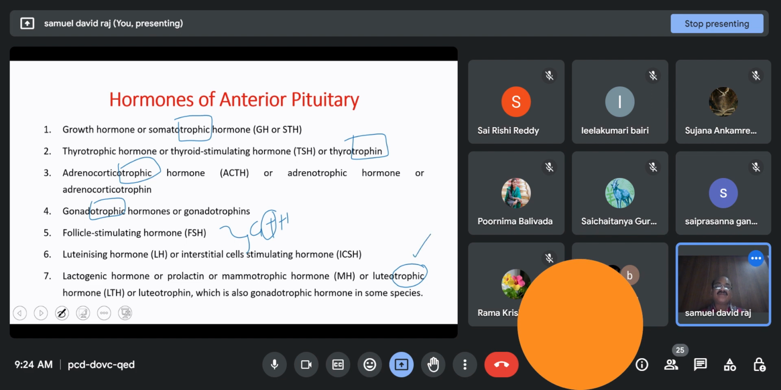This is also trophic. So when I was explaining the classification of hormones, I explained this particular hormone, trophic hormone. Can anybody remember what a trophic hormone is? What is a trophic hormone?